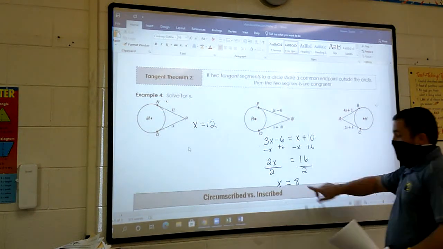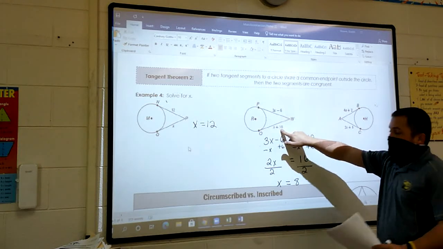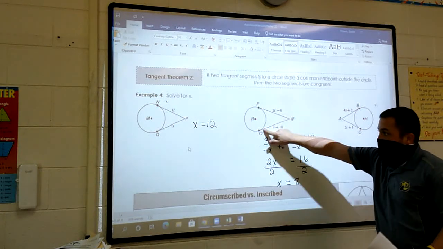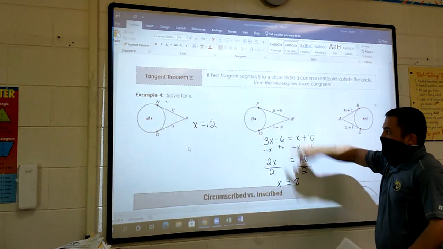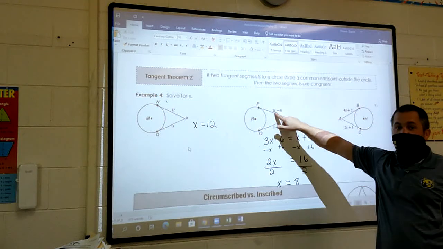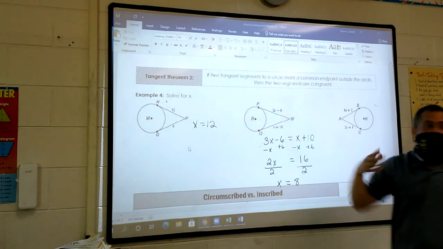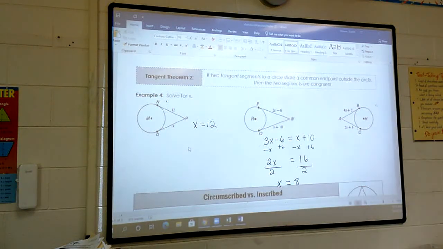So if x is 8, 8 plus 10 is 18. So this line is 18. If x is 8, 3 times 8 is 24. Minus 6 is 18. So that line would be 18. So they work. So I know that the 8 that I got is the correct answer. There's no doubt in my mind when I submit the answer that it's right, because I went and just plugged it in just to see if it made the two sides equal to each other.